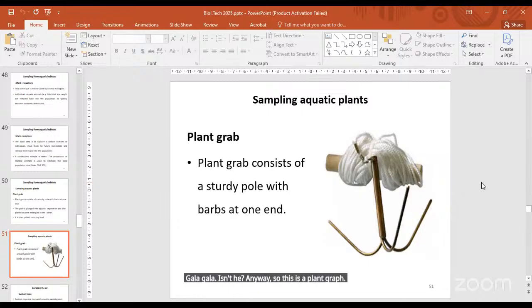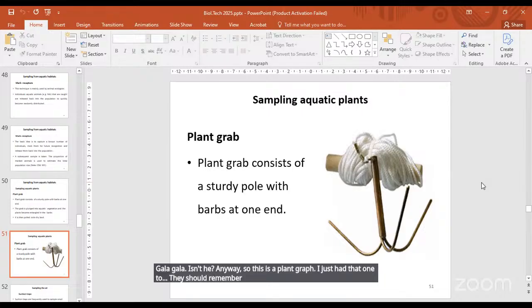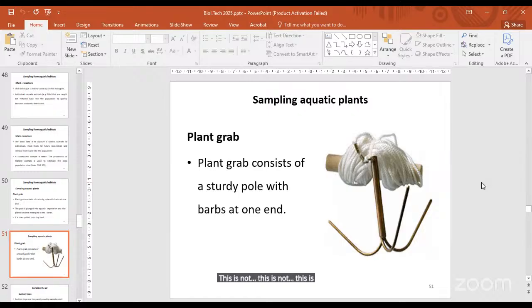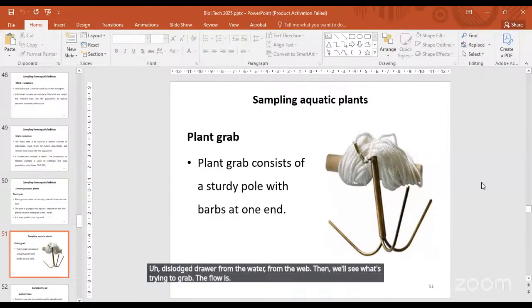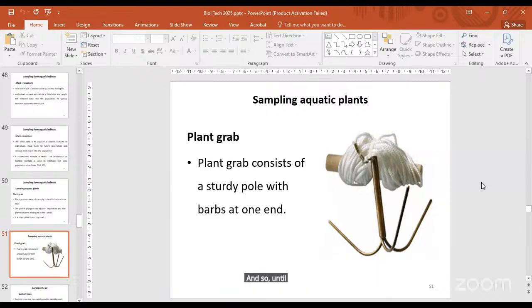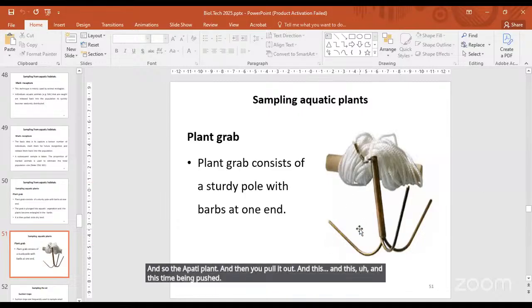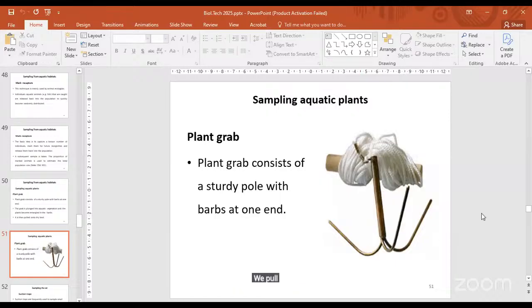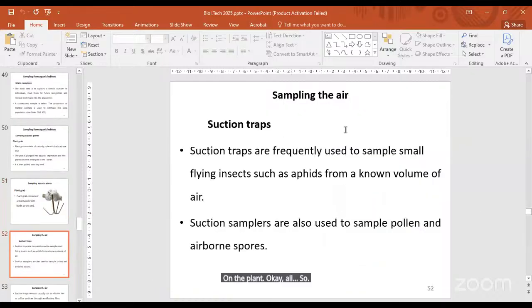So this is a plant grab. I just had that one to make you remember what a plant grab is. This time around, this is not for taking out dislodged things from the well. But then you see a plant grab. You throw it into the aquatic plant, and then you pull it out. And with this hanging hook, we pull out some of the plant, and then you can continue your study on the plant.